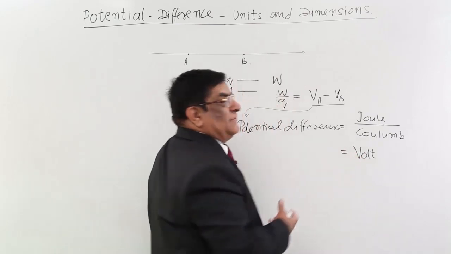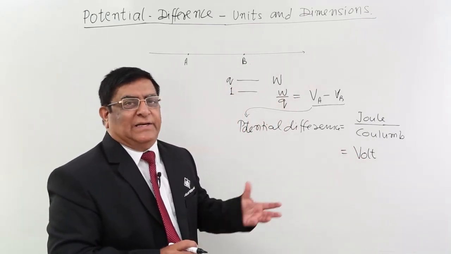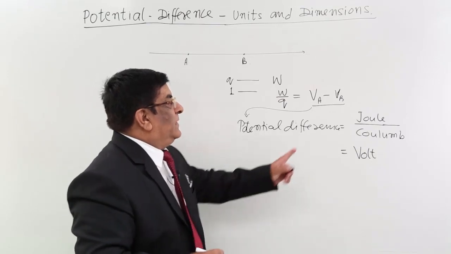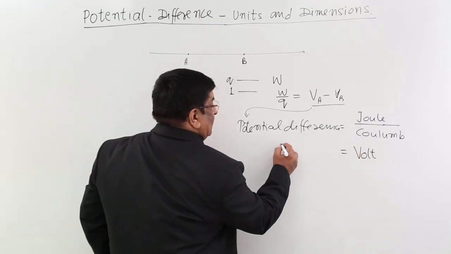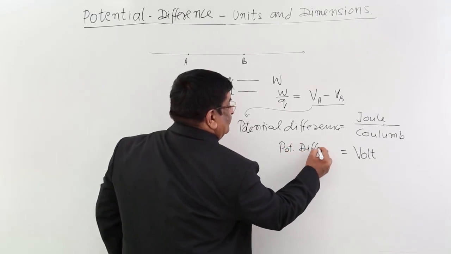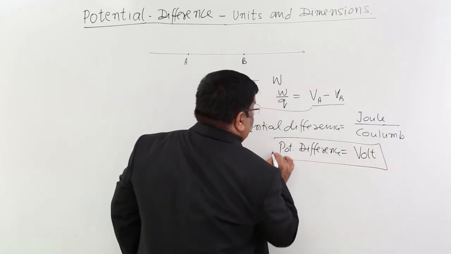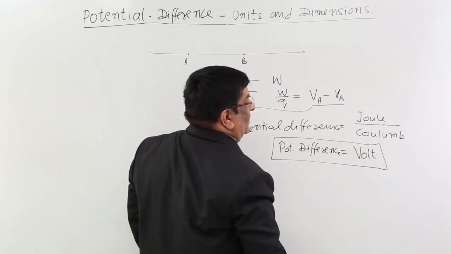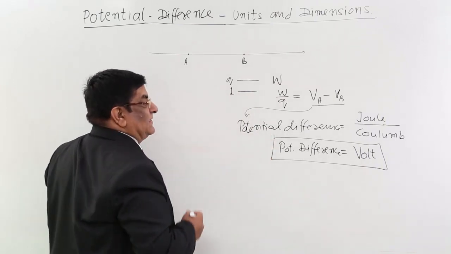This is in honor of a physicist, Volta, who did a lot of work in electricity. So joule per coulomb is volt. The unit of potential difference is 1 volt. What is 1 volt? We will define it here.